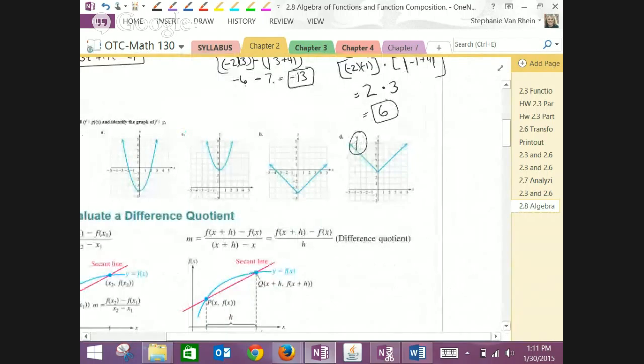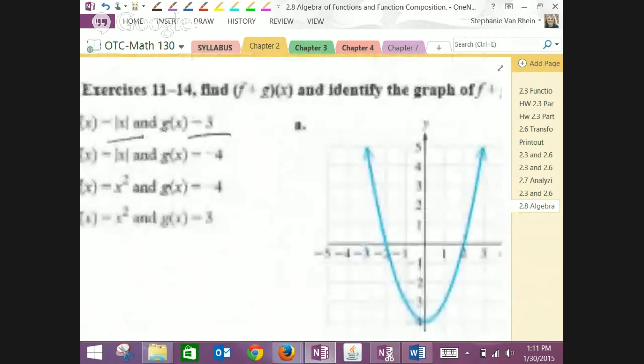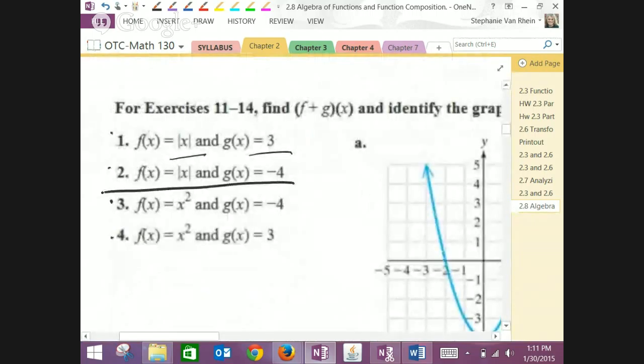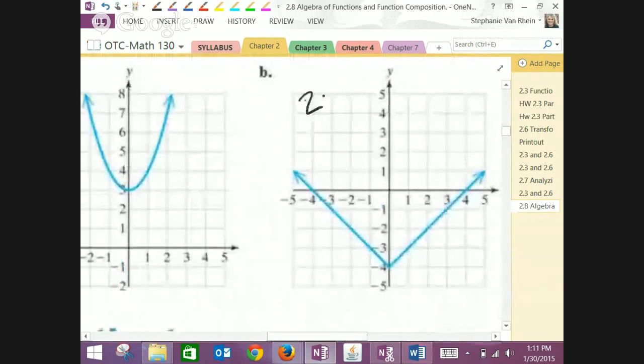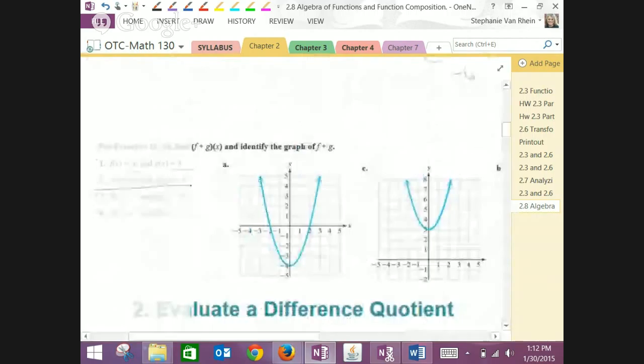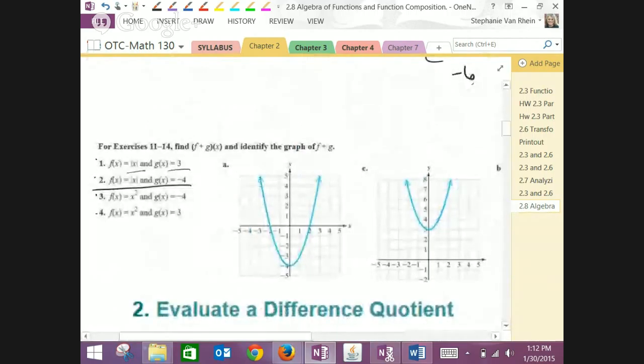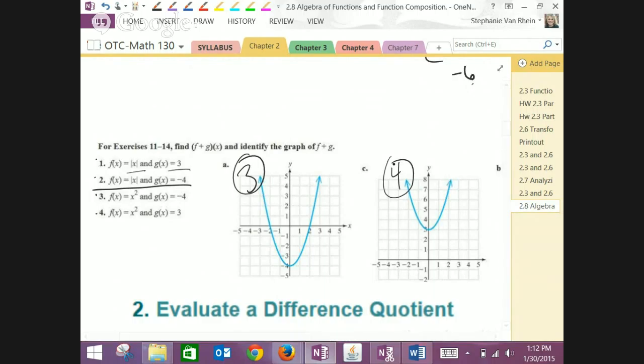What about the absolute value minus 4? Or the absolute value plus a minus 4? That would be the third graph. If I take the absolute value function and the minus 4 function and add them together, it shifts it down. This would be 3. This would be 4. Does that make sense there? Not too interesting. It works how we'd expect.